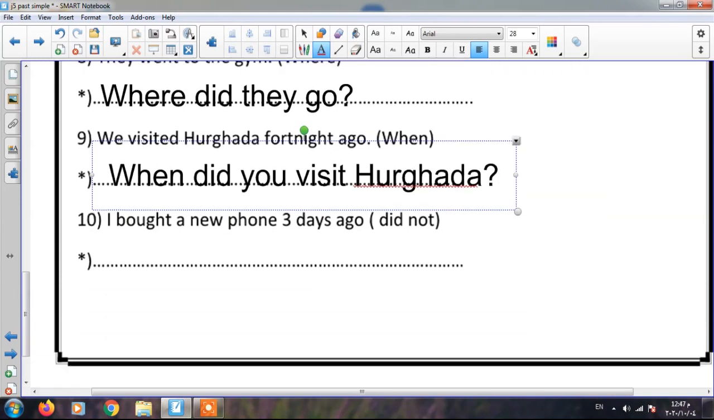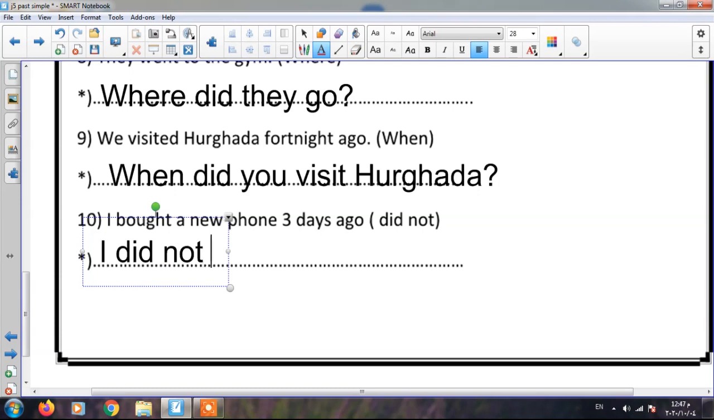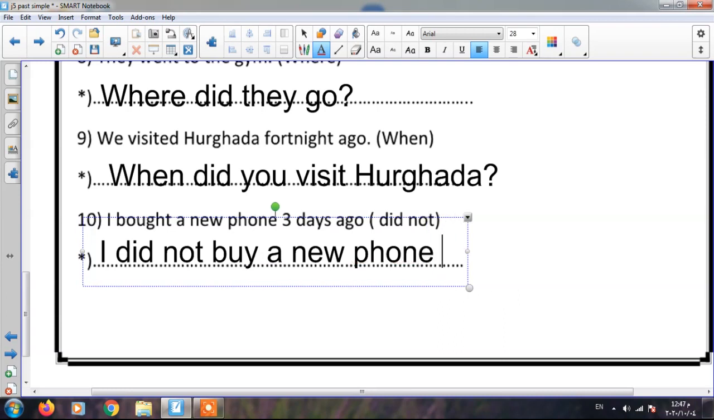Okay, the next one. I bought a new phone 3 days ago. And he said use did not, which means I have to use the negative. That's right. So I will say I, negative, which is did not or didn't. I did not, and after it I have to put the infinitive. What's the infinitive of bought? Excellent. Buy. I did not buy a new phone three days ago.